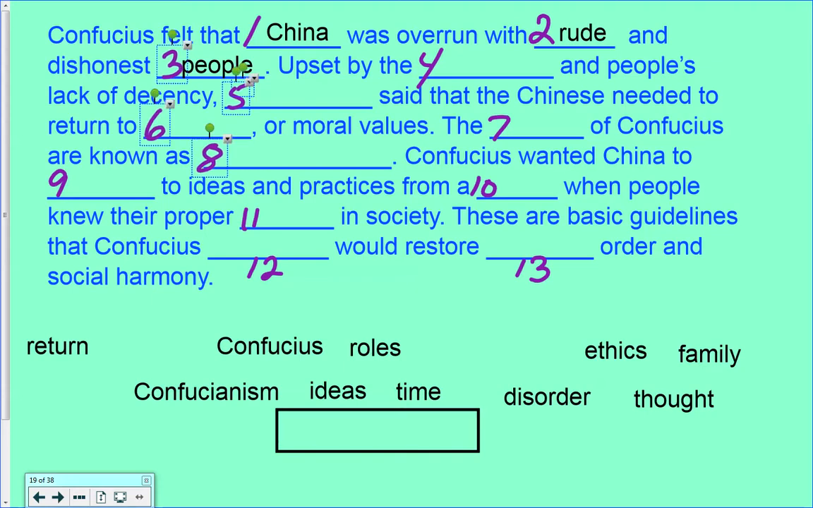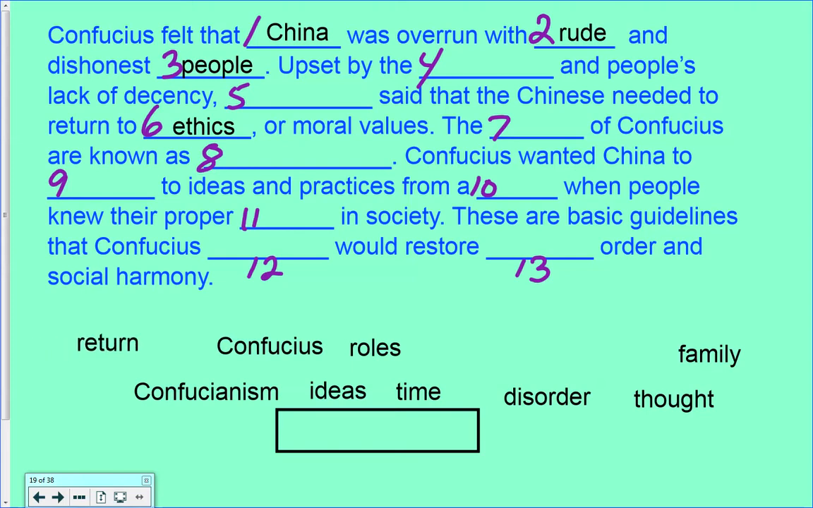Number 6. We already have a definition of moral values, or a vocab word for moral values, and that's ethics. So we can put ethics there. Let's go back and see if we can fill in 4 and 5. Upset by the blank and people's lack of decency. So what negative word in here?